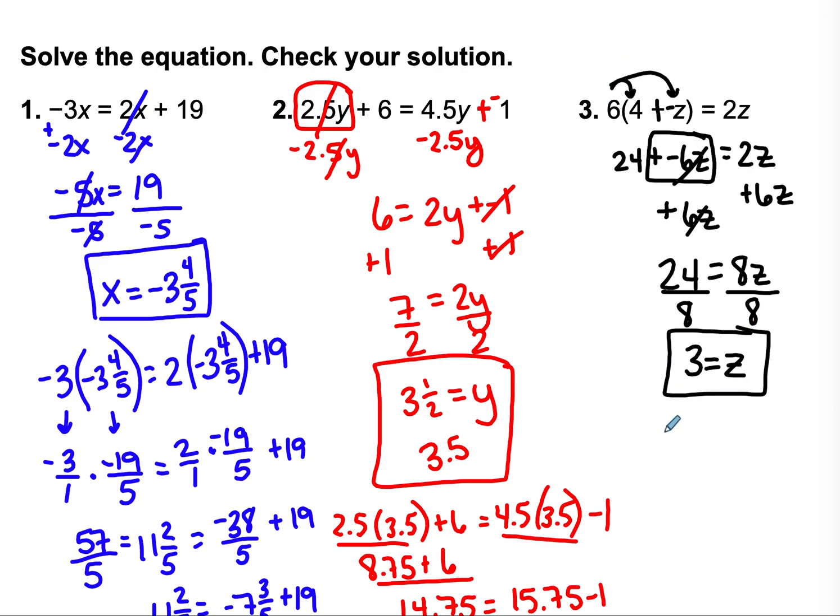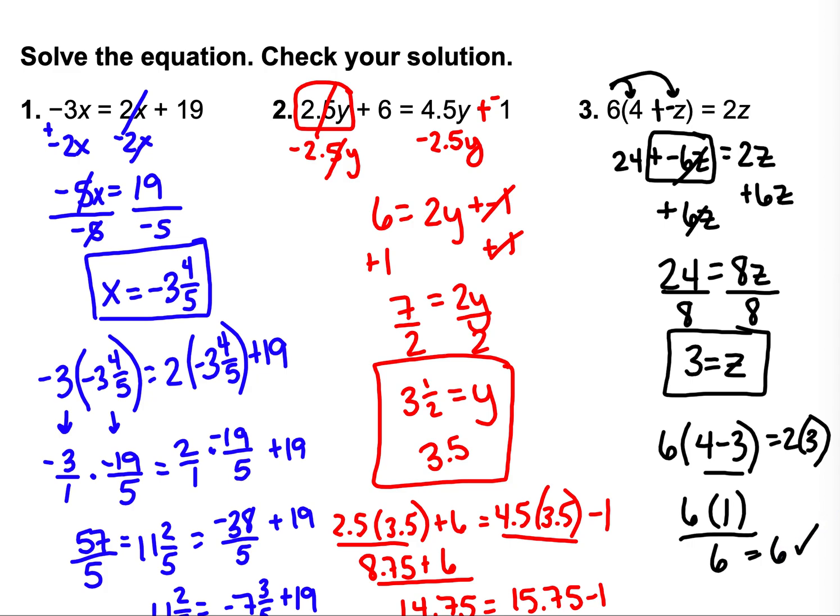All right, so I got to put it back in. 6 times 4 minus z, which was 3, equals 2 times 3. Okay, parentheses first, 4 minus 3 is 1, times 6 equals 6. 2 times 3 equals 6, so 6 equals 6, yep, that's correct.